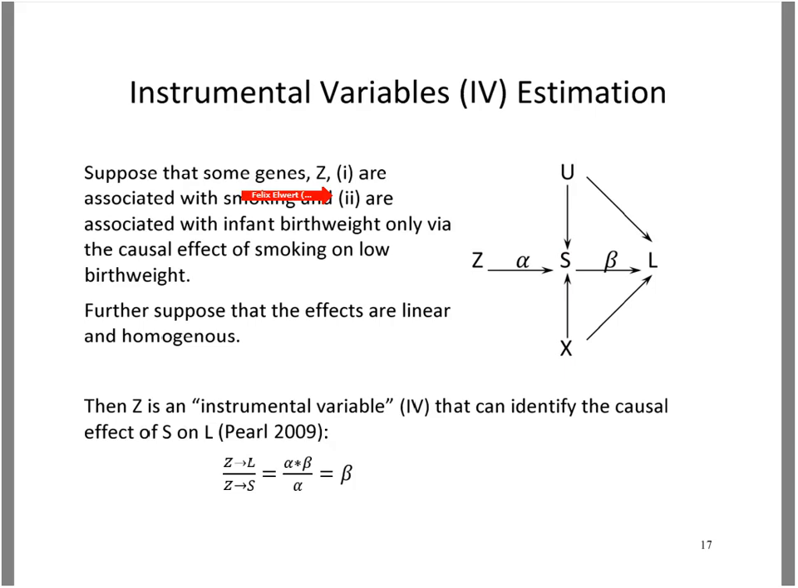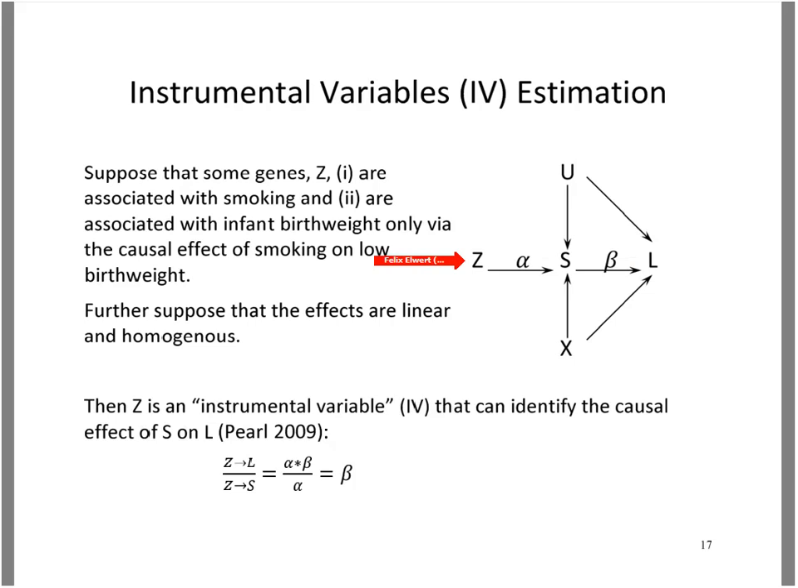Let's see. There turn out to be 3 paths between Z and L. The first path is the causal path from Z to L, Z to S to L. And that path is indeed open. So yep, it's true that the genes are associated, under this theory, with birth weight via the causal effect of smoking on the birth weight.